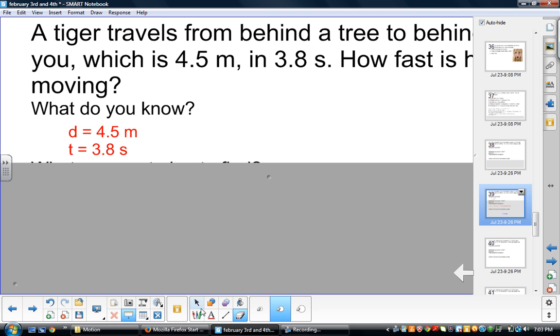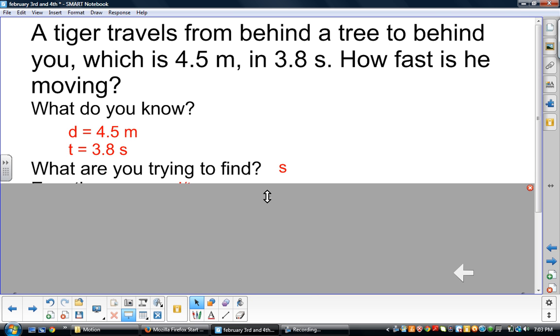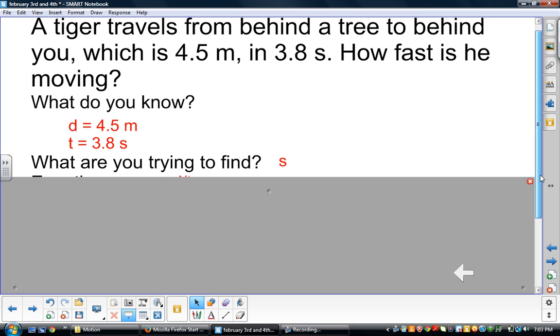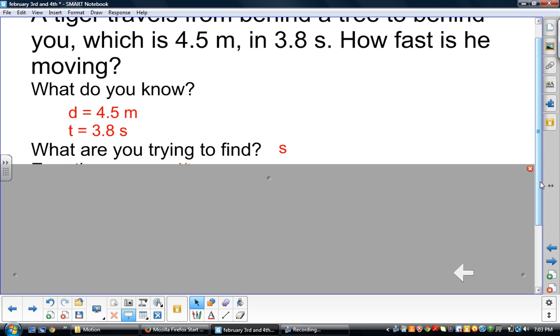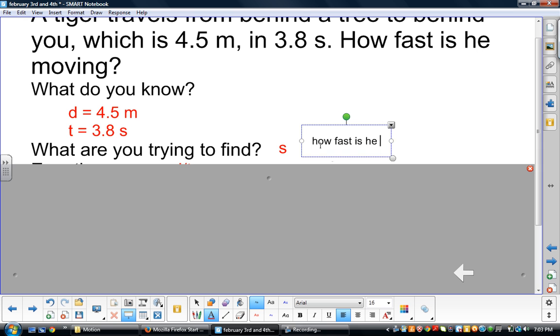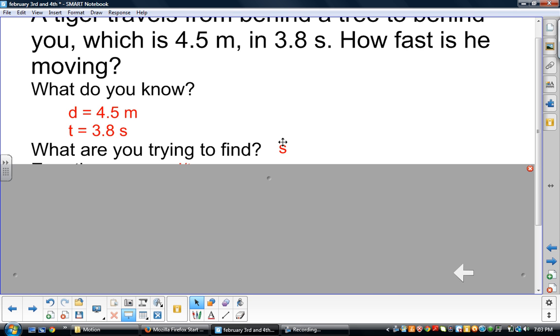We have completed step 1, which is, what do you know? Step 2, what are you trying to find? S. You notice that I didn't say how fast is he moving. Alright? If you wrote right here, how fast is he moving, you would not get full credit. You need to write down the abbreviation for the variable that you're going to be solving for, which is S.